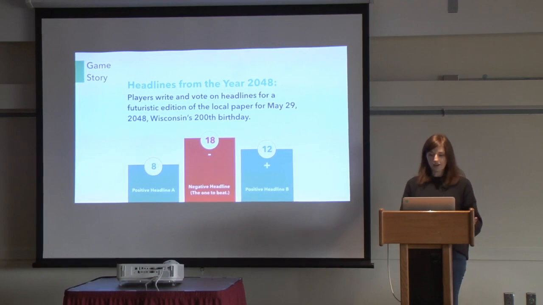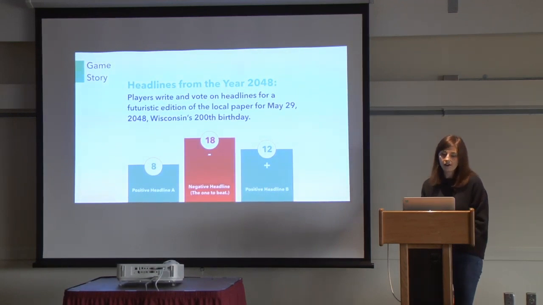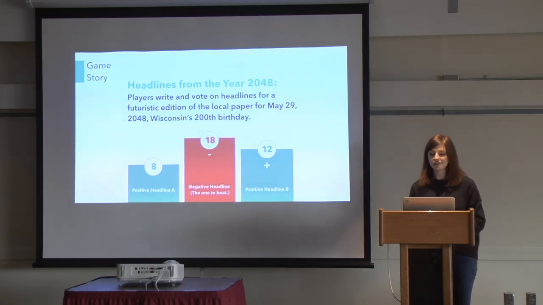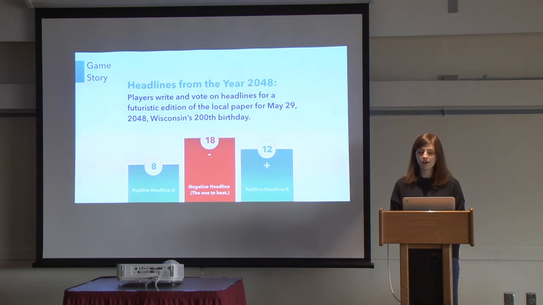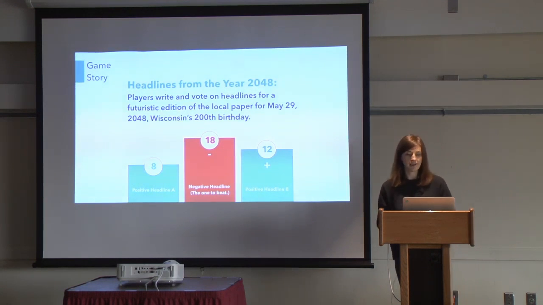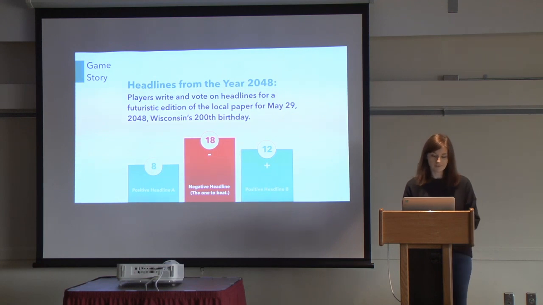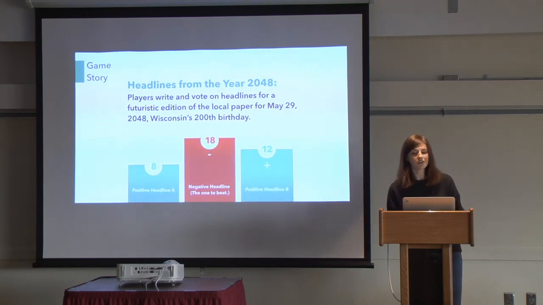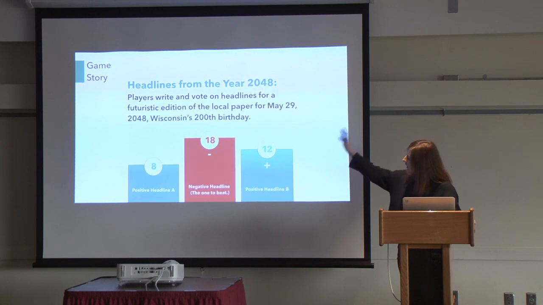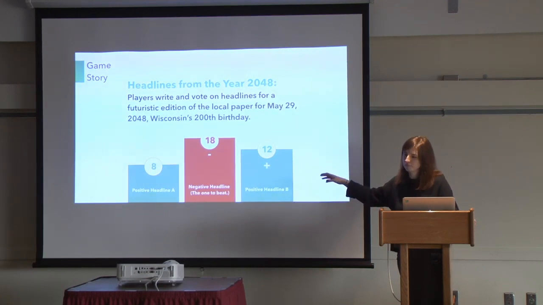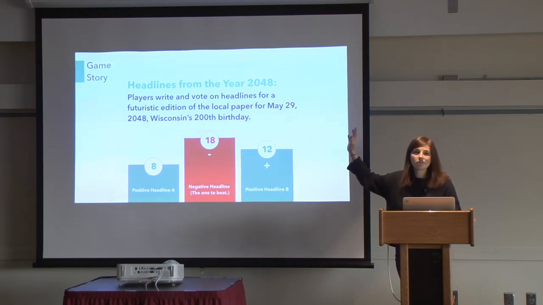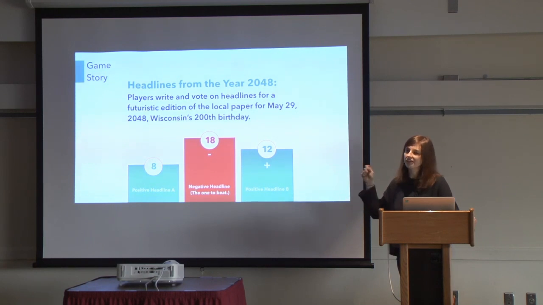So the game's story is that we are trying to collaboratively write a futuristic edition of the local paper for May 29th, 2048, which is Wisconsin's 200th birthday. The way this works is that as you play the game, negative headlines, crowdsourced from the community, show up, and then you have to counteract them as a player by putting in positive headlines. And you've got to get enough likes on your positive headlines that they beat out the negative ones.